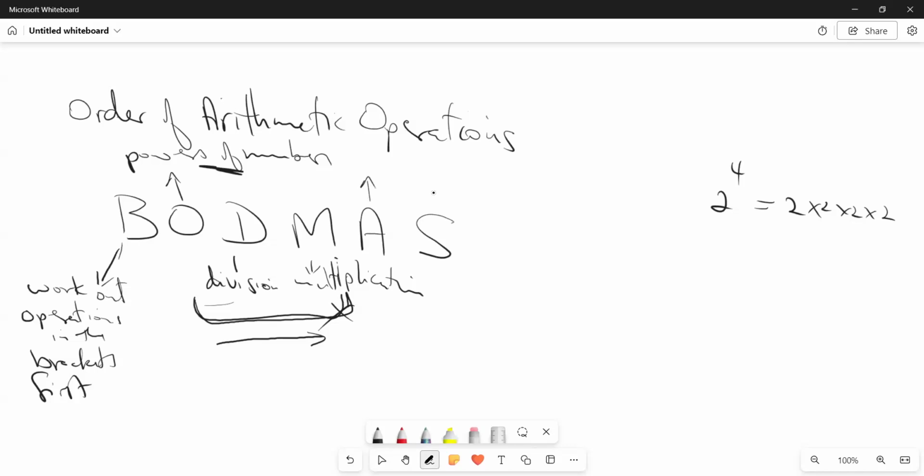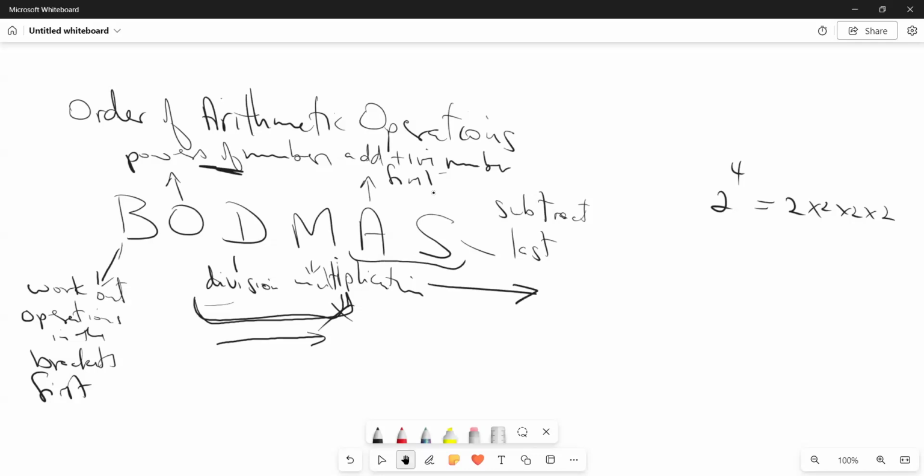If you're adding next, you have to add positive numbers first, right? When I say first, I don't mean before brackets and before subtraction. And then lastly, you subtract. Subtract last, right? Again, if the two come together, you can do them in the order they appear. And we're going to show a number of examples with that. So remember the BODMAS rule.